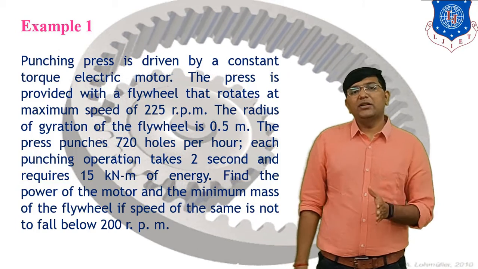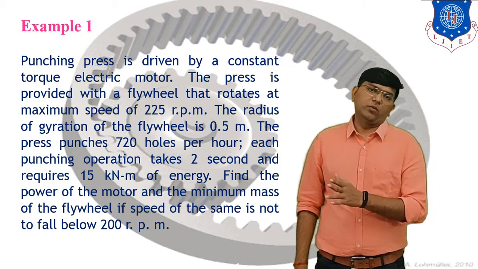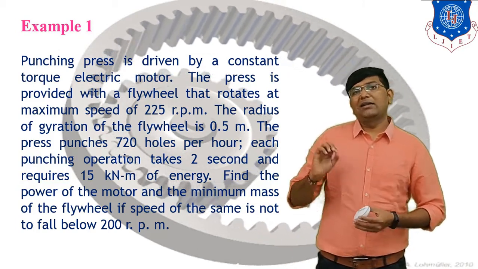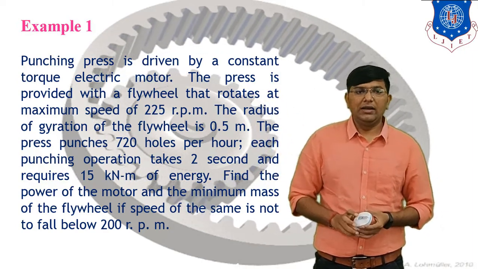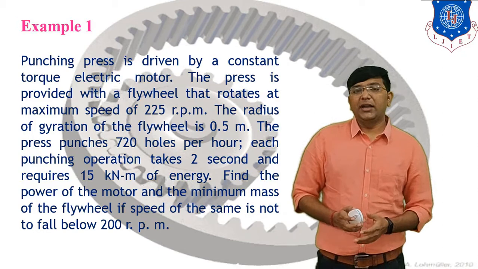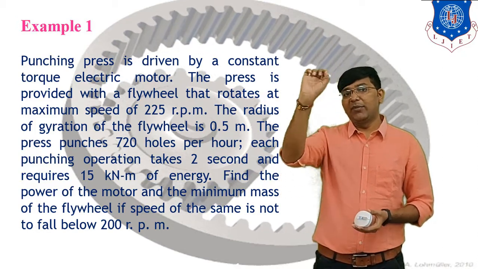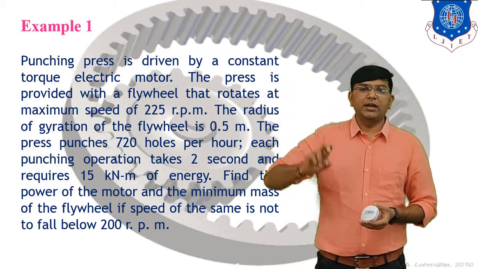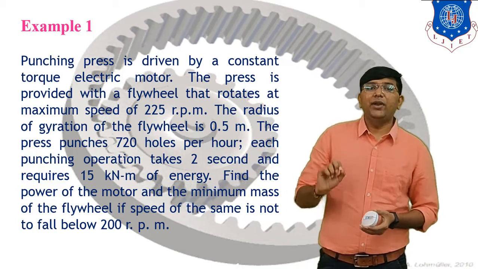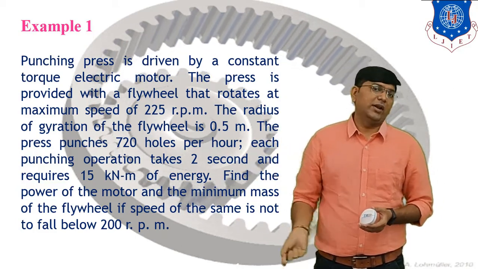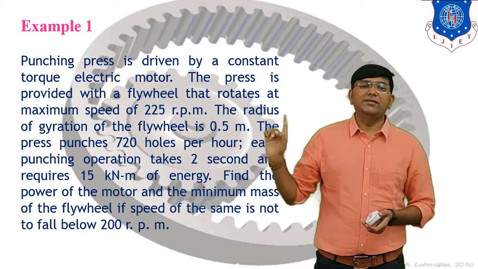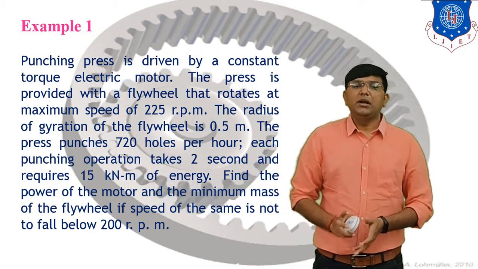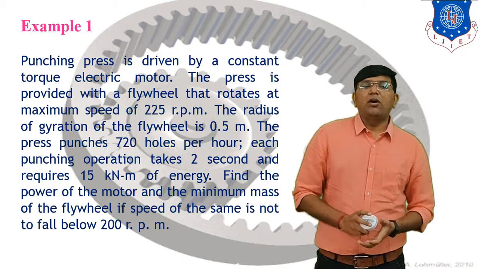The press punches 720 holes per hour. So in 1 hour the punch drills 720 holes. Clear? Each punching operation takes 2 seconds and requires 15 kilonewton meter of energy. For one punching operation the required energy is 15 kilonewton meter. Find the power of the motor.